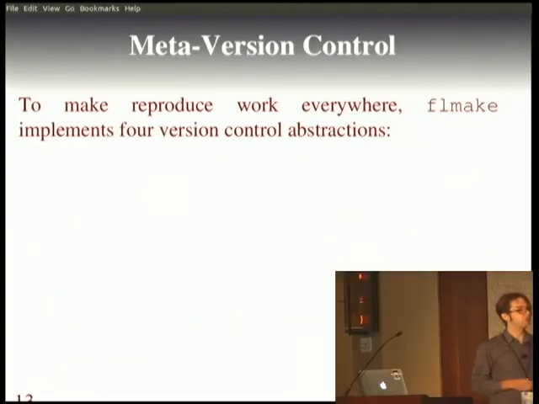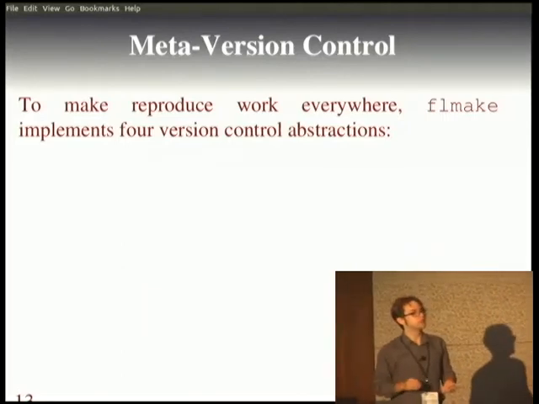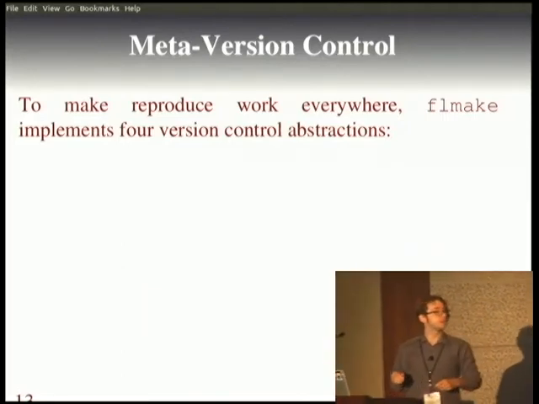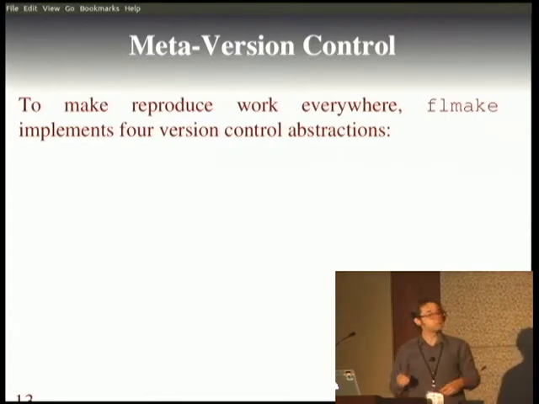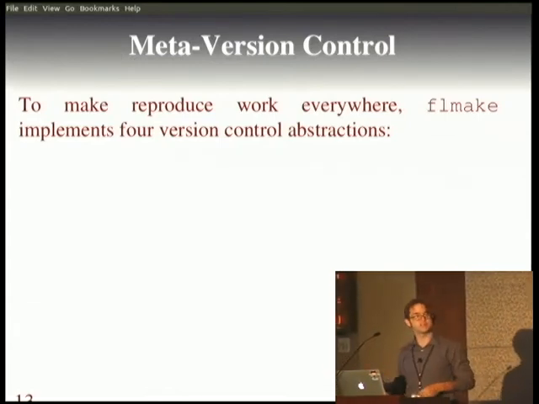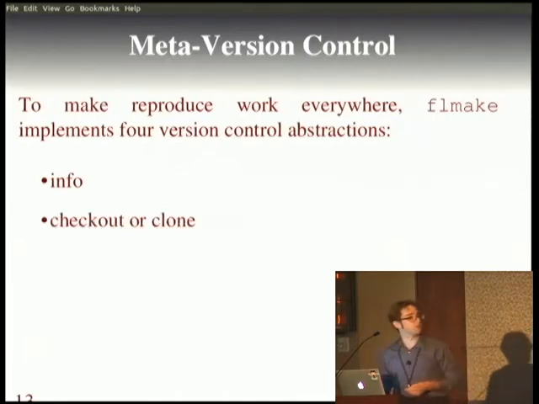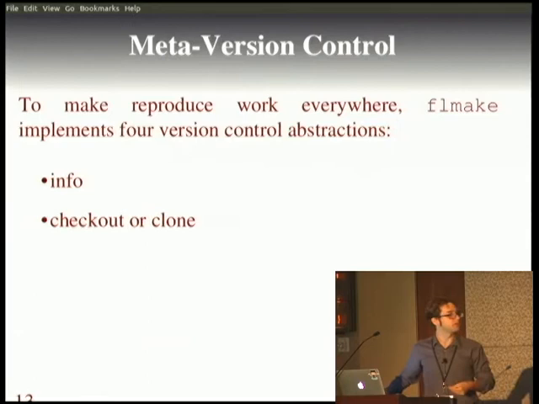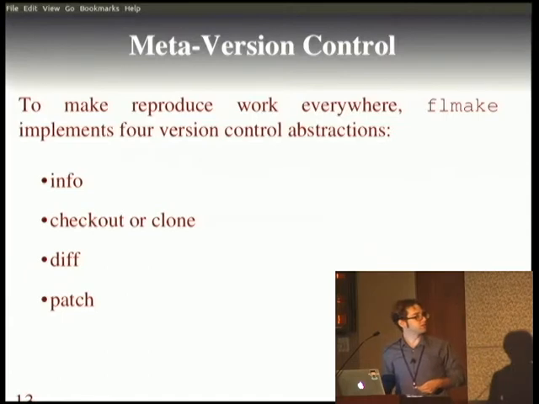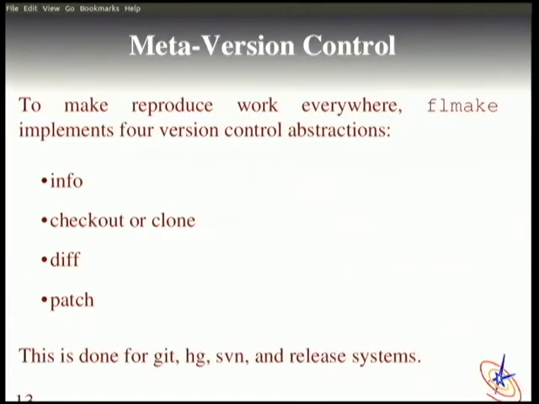Yeah, and then to do this, there were 2 other key features that you needed for the reproduce command. So the first one is meta version control, and I thought this was going to be much more difficult than it is. It ends up being about 225 lines of Python or so, and it's quite easy to just abstract everything that you need for version control system. So what you need is some way of getting info, right, the state of the current repository. The inverse operation of that, which is to check out or clone at that point. You need the ability to diff, and you also need the ability to patch. Relatively easy. And what we support, this is done for Git, Mercurial, Subversion, and this release system.